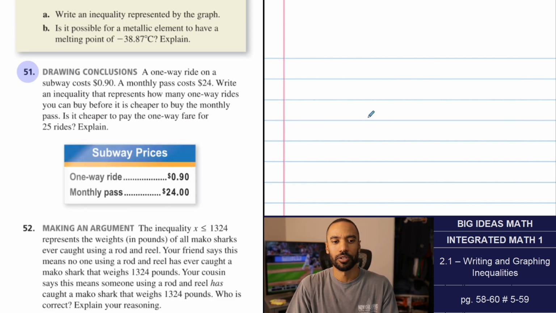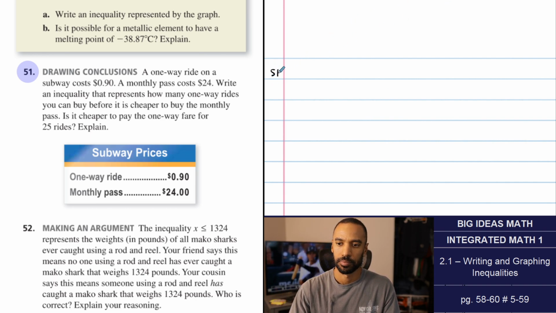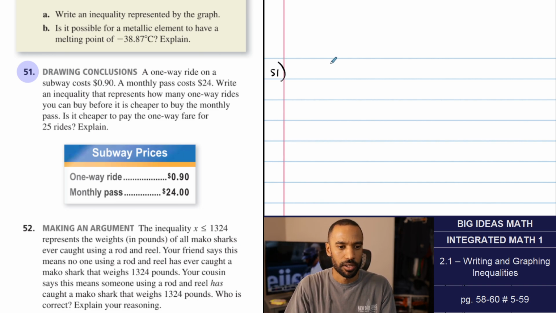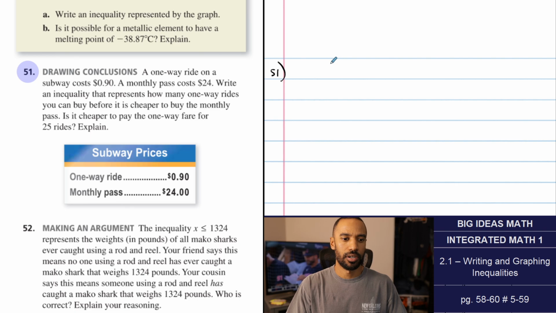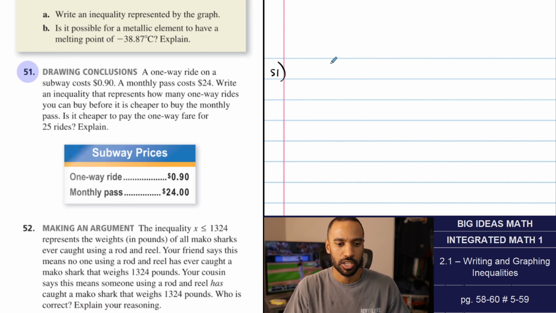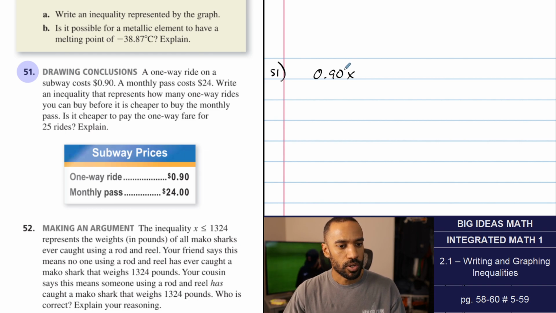Number 51, drawing conclusions. A one-way ride on a subway costs 90 cents. A monthly pass costs $24. Write an inequality that represents how many one-way rides you can buy before it is cheaper to buy the monthly pass. Is it cheaper to pay the one-way fare for 25 rides? Explain. Okay, so anytime that you do your one-way rides, you are spending 90 cents per ride. If x was the number of rides, you're spending 90 cents per ride times the number of rides like this. This is money spent on this.